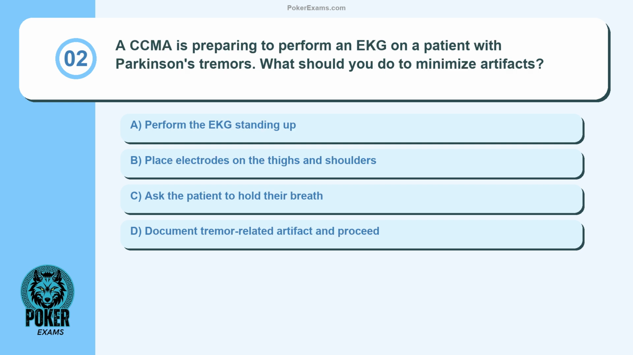Question 2. A CCMA is preparing to perform an EKG on a patient with Parkinson's tremors. What should you do to minimize artifacts? Perform the EKG standing up. Place electrodes on the thighs and shoulders. Ask the patient to hold their breath. Document tremor-related artifact and proceed.